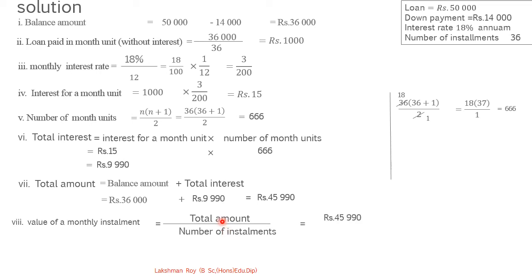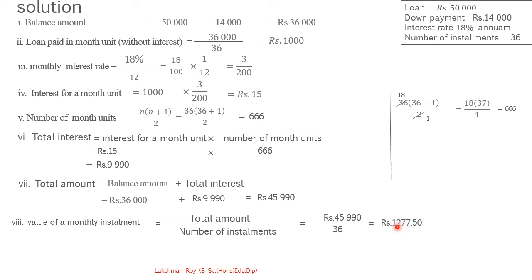So the total amount, you can see here, is 45,990, right? The number of installments is 36. If you simplify using the long division method, you get 1,277 rupees and also 50 cents, right? If there is a decimal point, you get the rupees and cents, so we have to use 50 cents. So that is the solution of the second example, right?